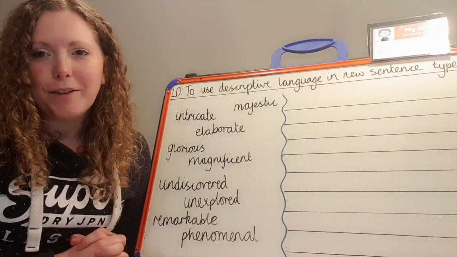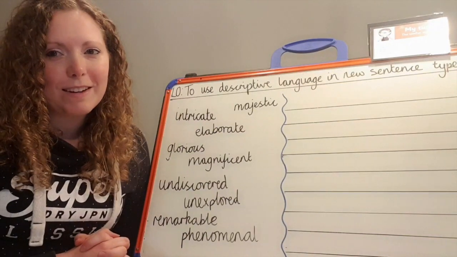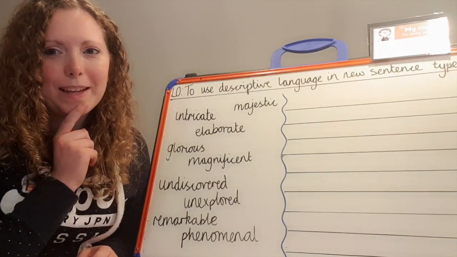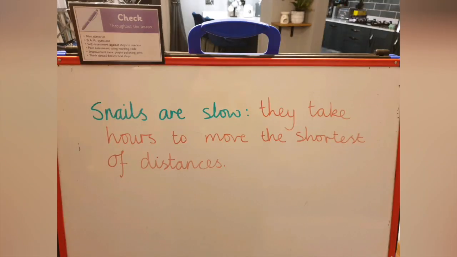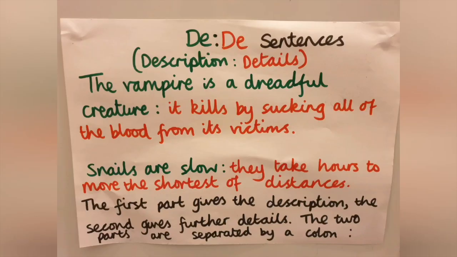Take a look at this one, Year 5. We've done this earlier in the year at school. I wonder what it could be. Take a look at this example. What sentence type is it? That's right, it's a DD sentence.